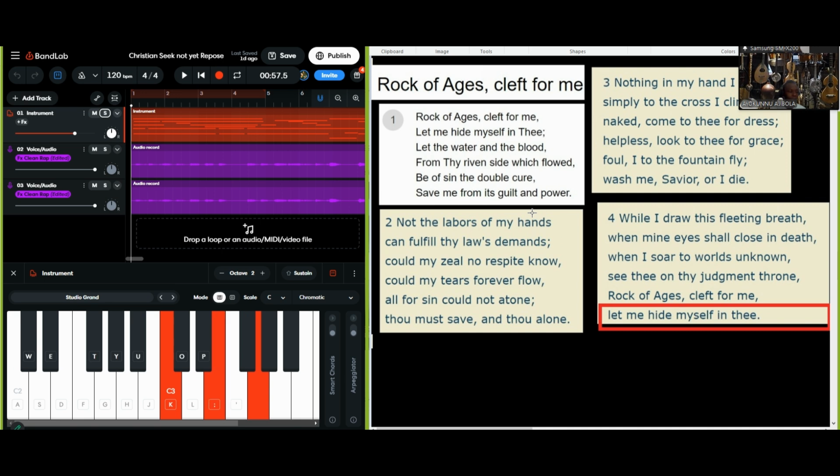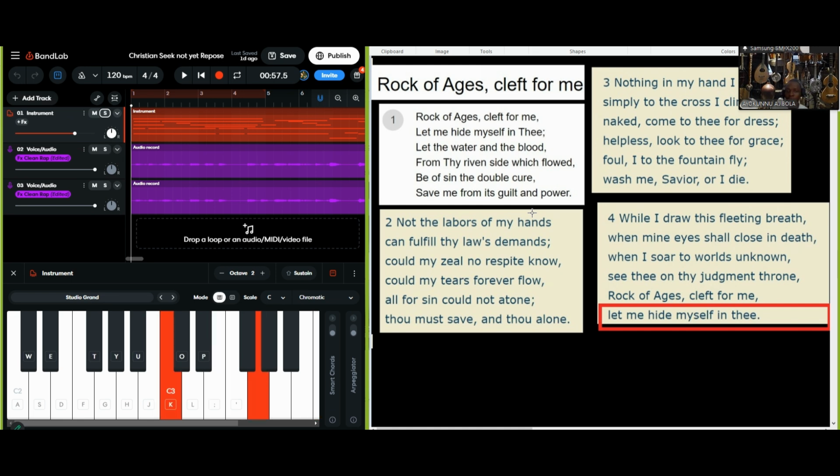Rock of Ages cleft for me. Let me hide myself in thee. Let the water and the blood from thy riven side which flowed be of sin the double cure. Save me from its guilt and power.